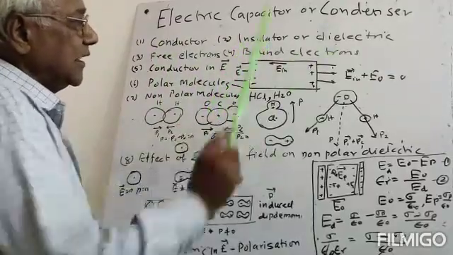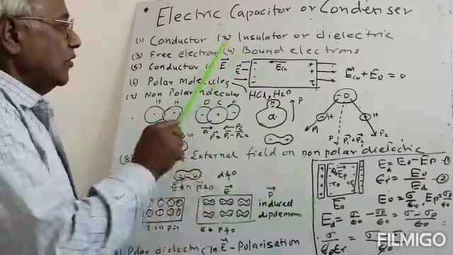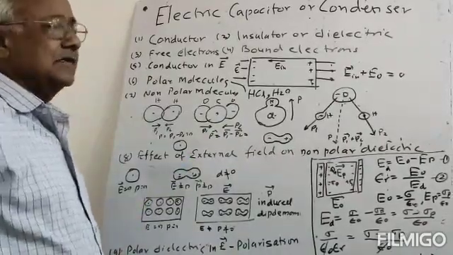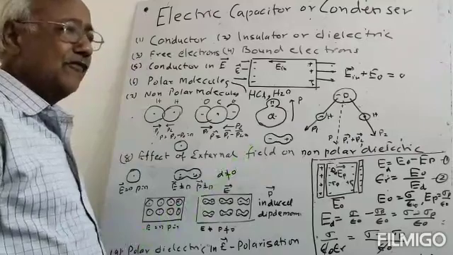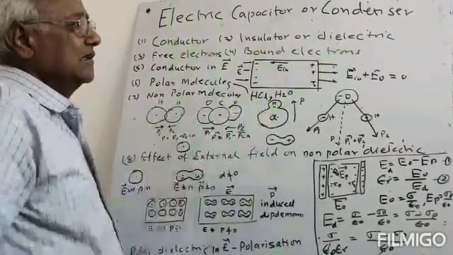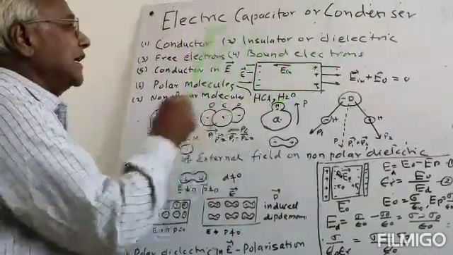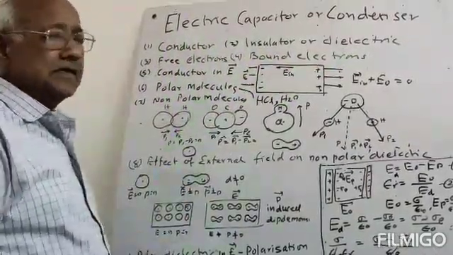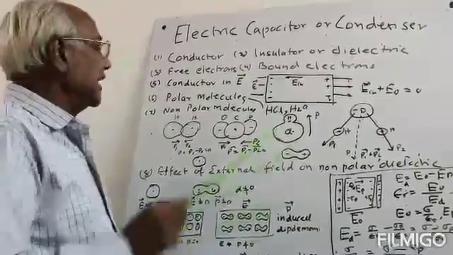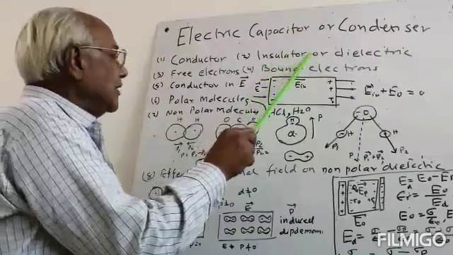The second is insulator or dielectric. Now, insulators and dielectrics are bad conductors of electricity, meaning the flow of charges is negligible in the case of an insulator and the dielectric. Now, why is there a conduction of electricity? The conduction of electricity is due to the free electrons which are present. If the number of free electrons is more, then that is a good conductor. If the number of free electrons is less or negligible, then that is the insulator.